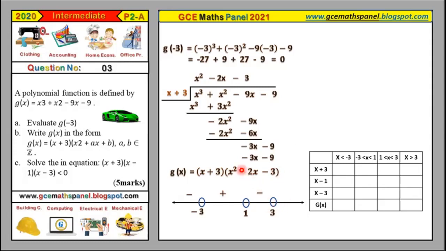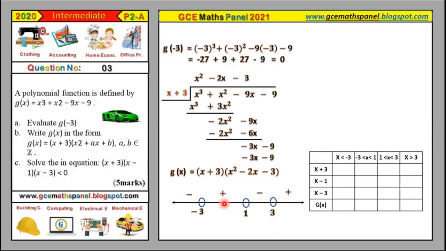And then above 3, we take a number greater than 3. Let's take 4, for example. This one will be positive. 4 minus 1 positive, 4 minus 3 positive. So here it will equally be positive. Above 3, it's positive. Okay.